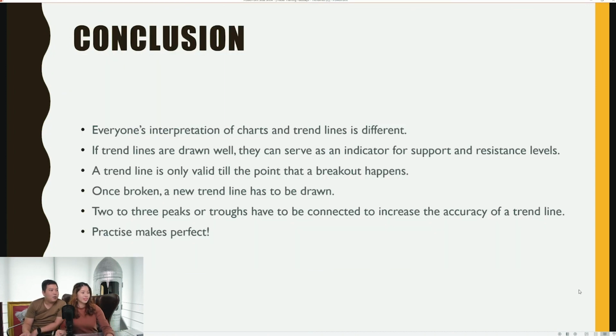Okay, everyone's interpretation of charts and trend lines is different. Yeah, most definitely. If trend lines are drawn well, they can serve as an indicator for support and resistance levels. Yeah, he explained that just now. It's only valid to the point the breakout happens. Also explained, but explained a bit too late. Yeah, it would be nice to have it 2 slides before the actual test. 2 to 3 peaks or troughs have to be connected to increase the accuracy. I think we were a bit too focused on making 2 or 3 connections alone. Yeah. Okay, and then practice. Yeah, practice makes perfect.